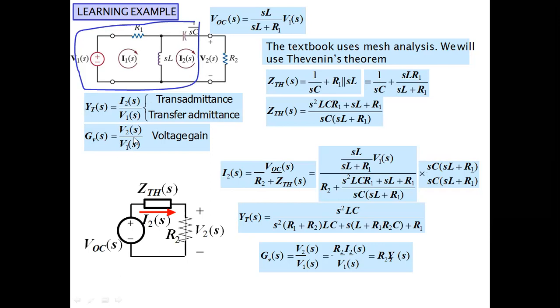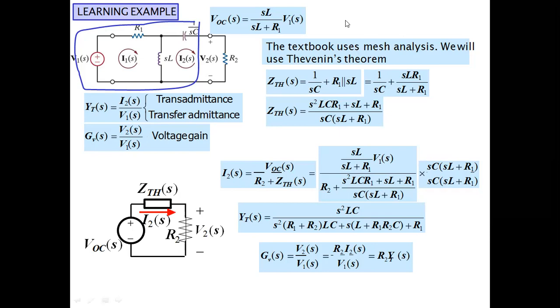Similarly, if we are supposed to solve for the voltage gain, and you write V2 of S and V1 of S in one form, in terms of V1 of S, then V1 of S in the numerator and denominator will cancel, and you will get the voltage gain in the form of admittance or in the form of impedance.